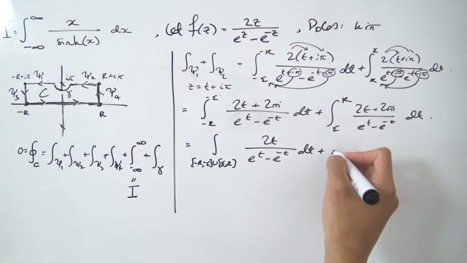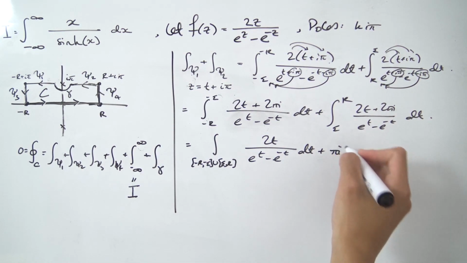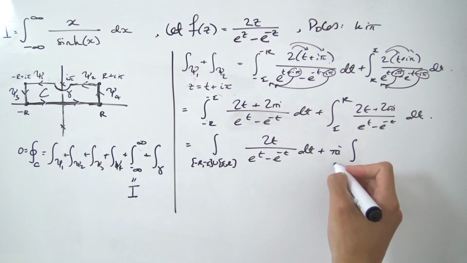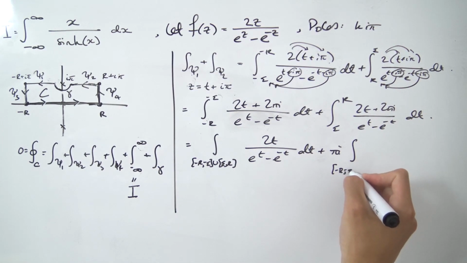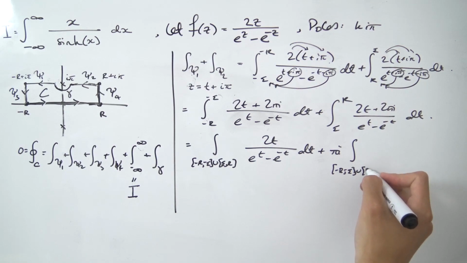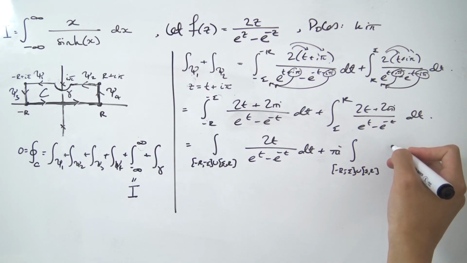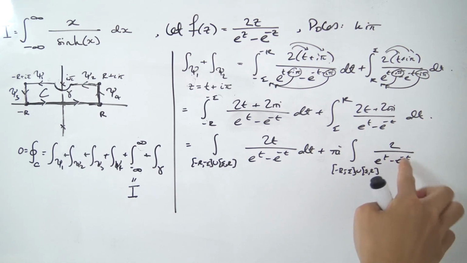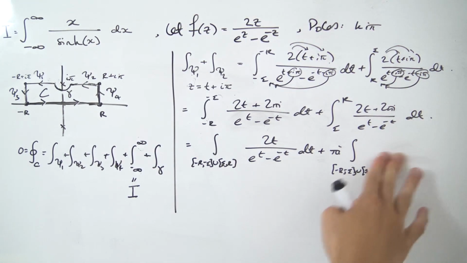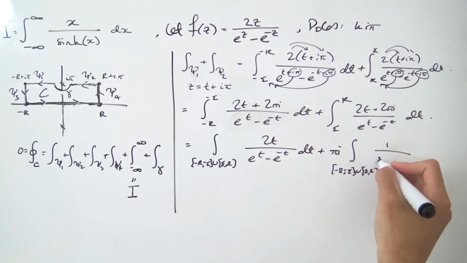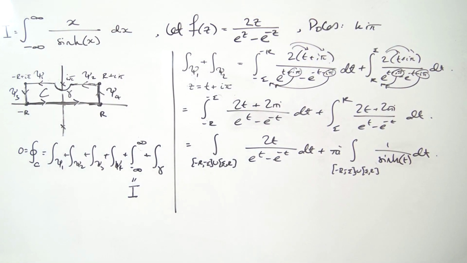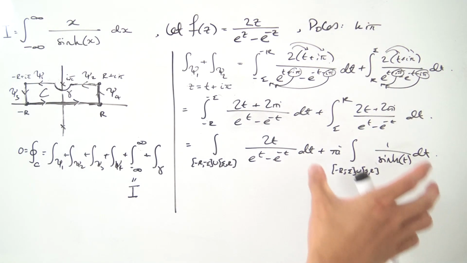I here. I'll just write maybe pi times I out the front, and then we have the integral over the same interval here, so minus r to minus epsilon, and then union epsilon to r of, that's going to be 2 over e to the t minus e to the minus t, but notice this guy over here, that's just 1 over sinh. So we have 1 over sinh of t dt. Okay, so now this is what we have.